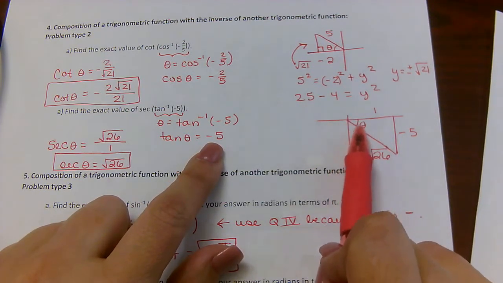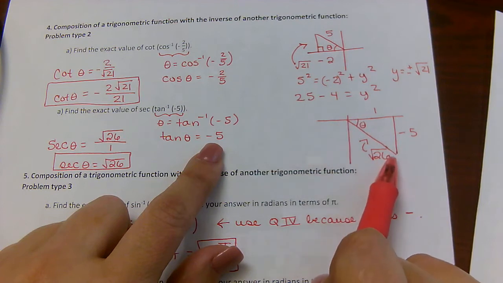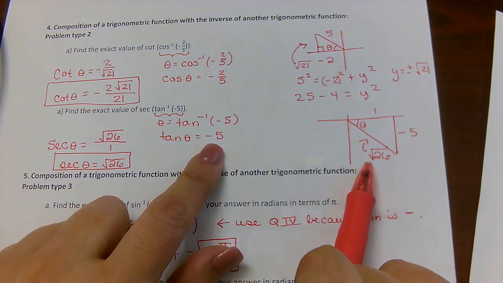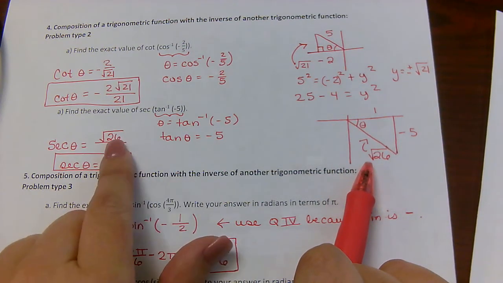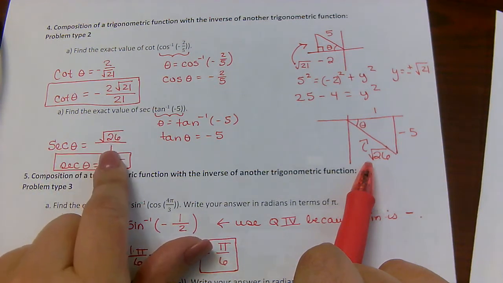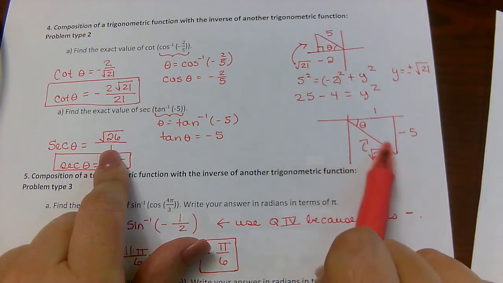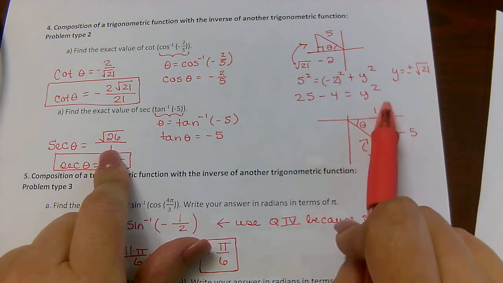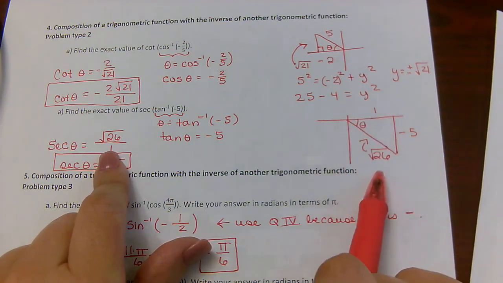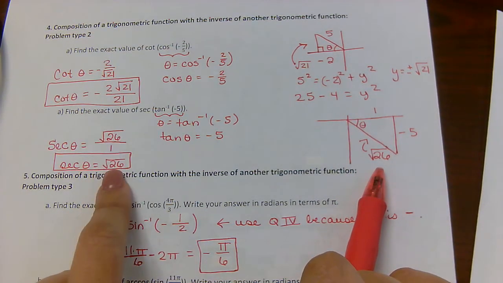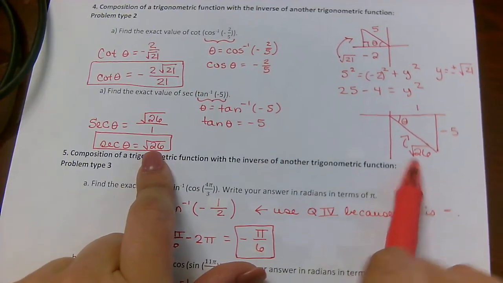Okay. Use Pythagorean identities to determine what our hypotenuse is. I found it to be the square root of 26. And then secant is going to be the reciprocal of cosine, or in other words, hypotenuse divided by x. So the square root of 26 divided by 1, or just the square root of 26.